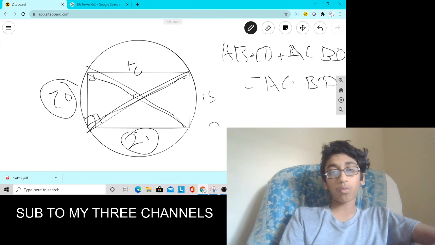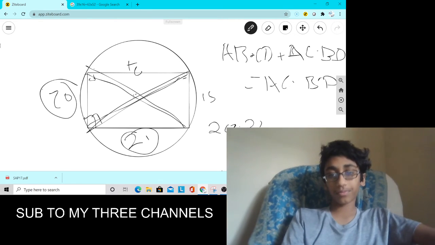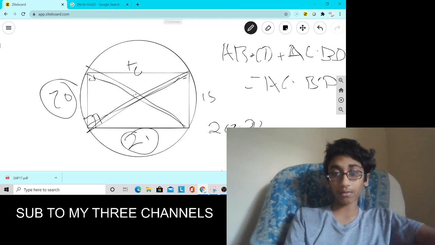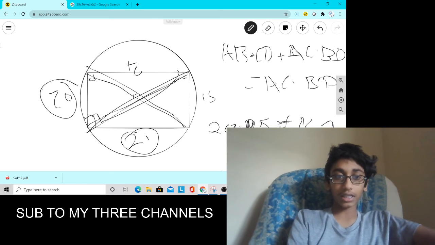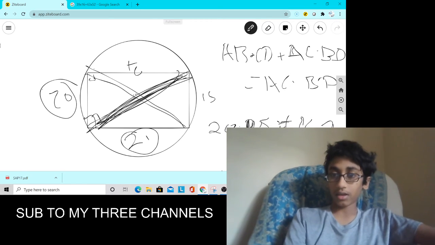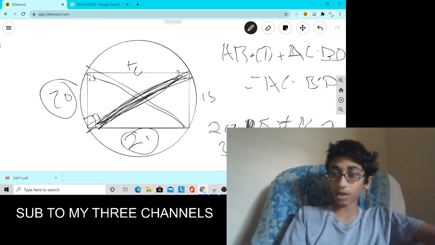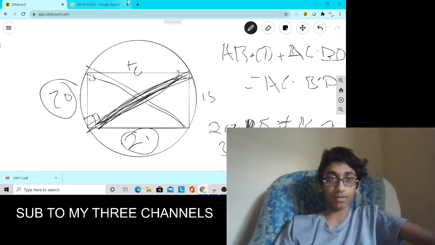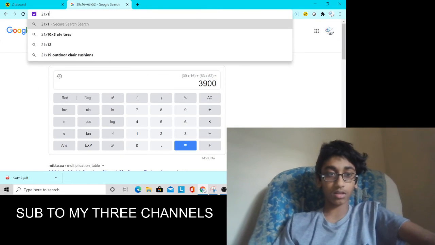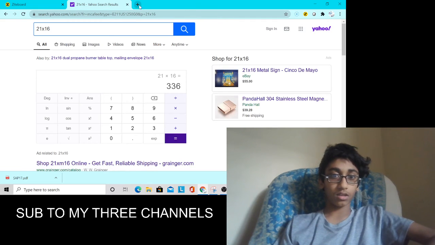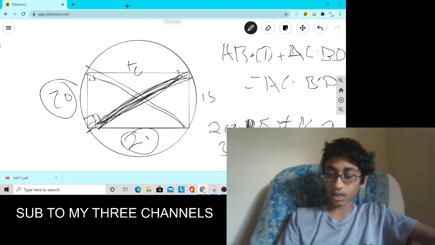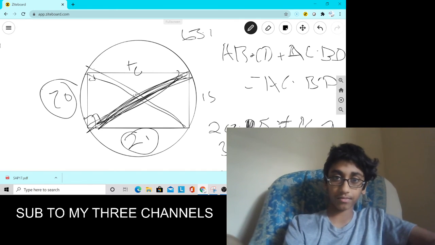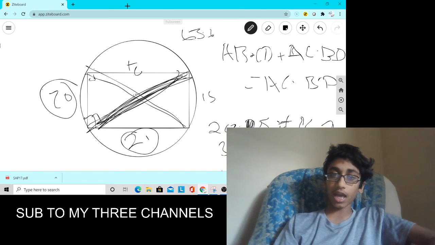We have 20 times 21, sorry, 20 times 15 is equal to 16 plus 16 times 21. We're trying to find this diagonal right here. Well, we have 20 times 15. We have 300 plus 21 times 16, whatever that is, 336. That equals 636. Now, how is this going to help?